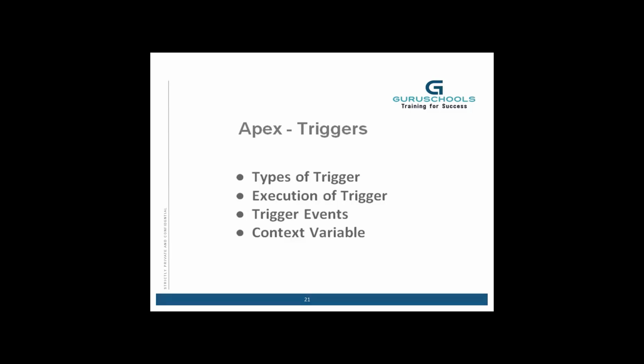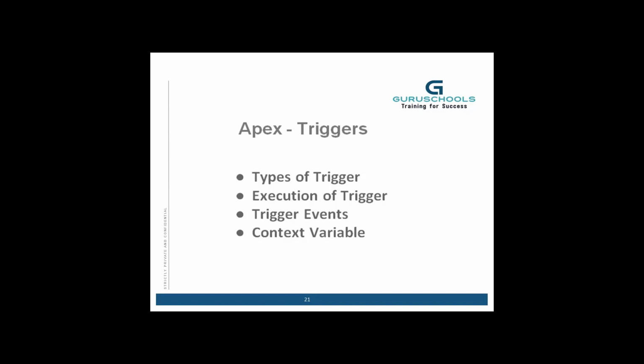Now we have context variables. What is the use of context variables, and what are they? When you need to check something, like whether it is on insert, on update, or on delete, for these specific circumstances we need to use context variables. Those context variables are isExecuting, isInsert, isUpdate, isDelete, isAfter, isBefore, then new, old, newMap, and oldMap.